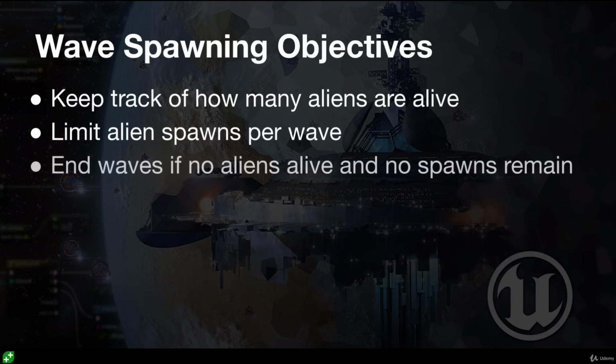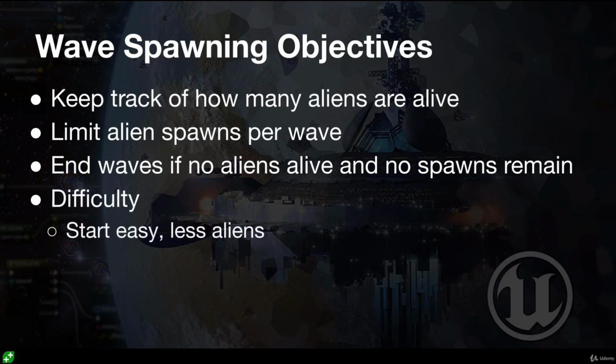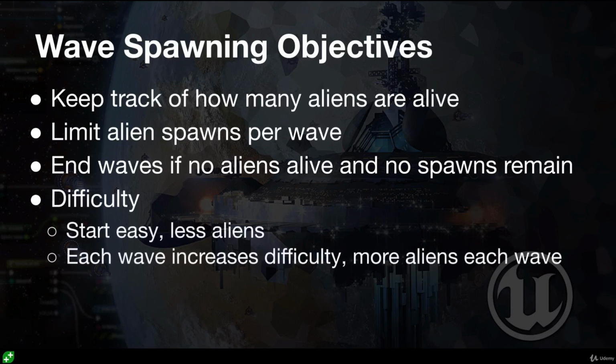So to end a wave, we want to make sure that no aliens are alive and that the aliens have no spawns remaining. To wrap up our wave spawning, we want to add a difficulty feature. The game should start easy with fewer aliens, and then with each wave, more and more aliens should spawn, making it harder for the player to survive.